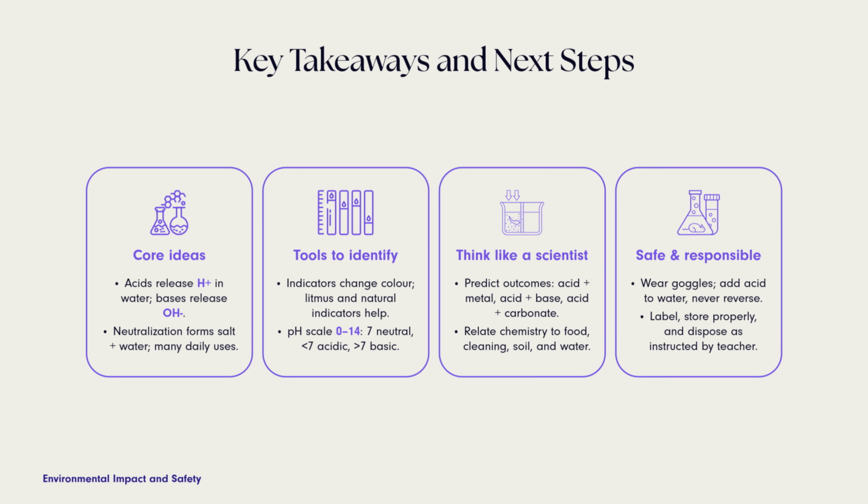Key takeaway and next step. Core idea: acid releases H+ in water and bases release OH-. Neutralization forms salt and water and has many daily uses. Tools to identify: indicator changes color. Litmus and natural indicators help. The pH scale ranges from 0 to 14. 7 is neutral, below 7 is acidic, and above 7 is basic.